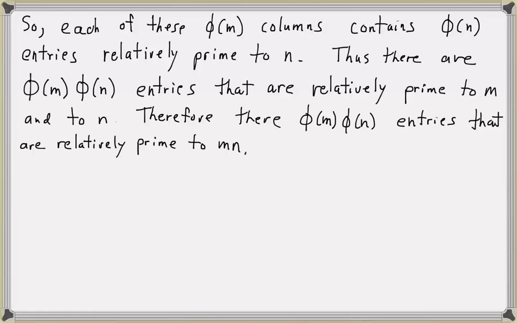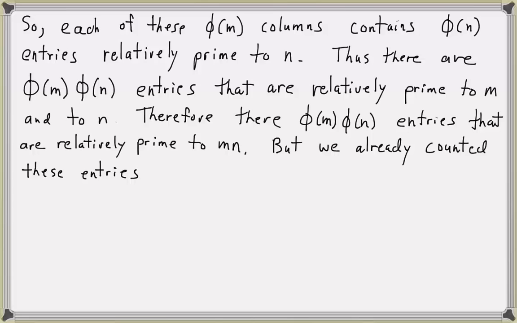We know this because m and n are relatively prime. So the number of entries that are relatively prime to both m and n are the same as the number of entries that are relatively prime to m times n. But we already counted these. We already said that there were phi of mn of these entries, but we already counted these entries as phi of mn by definition of the phi function.